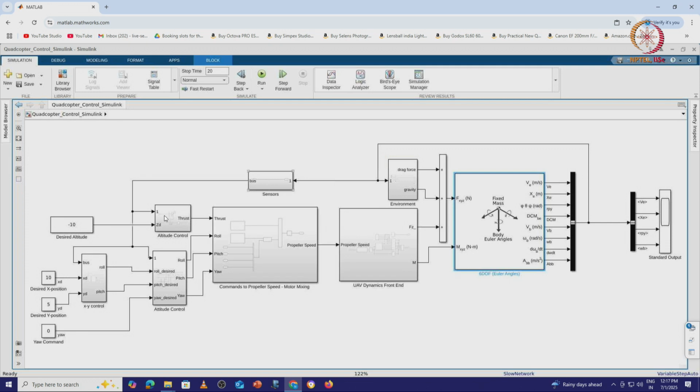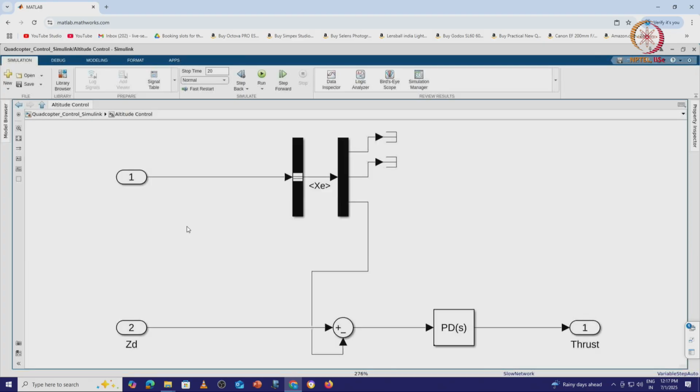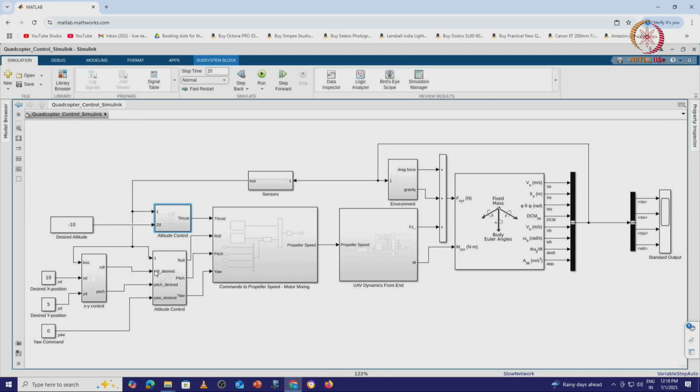You have the sensors, so I'll take you to the attitude control system. You'll understand how it's been realized. This is your altitude control system, which is basically a vertical controller. So you have the error coming from the reference, you have a ZD, and these two are passed on to PD control, and that will give me my thrust.